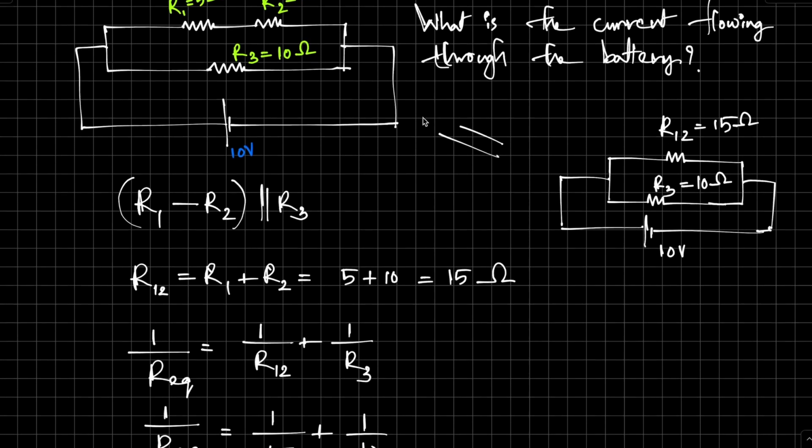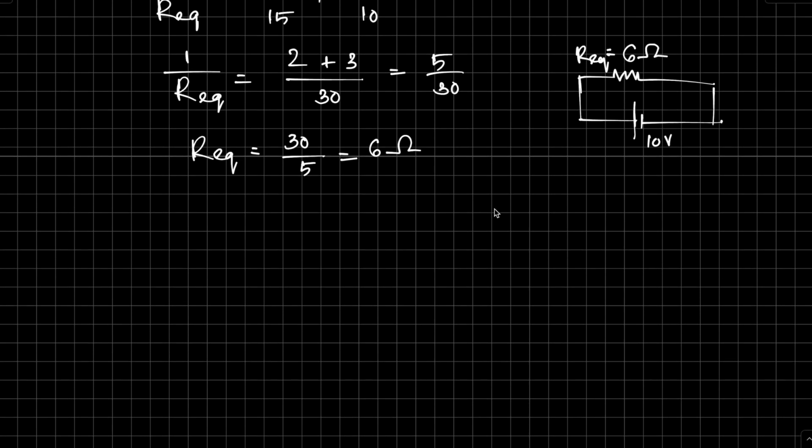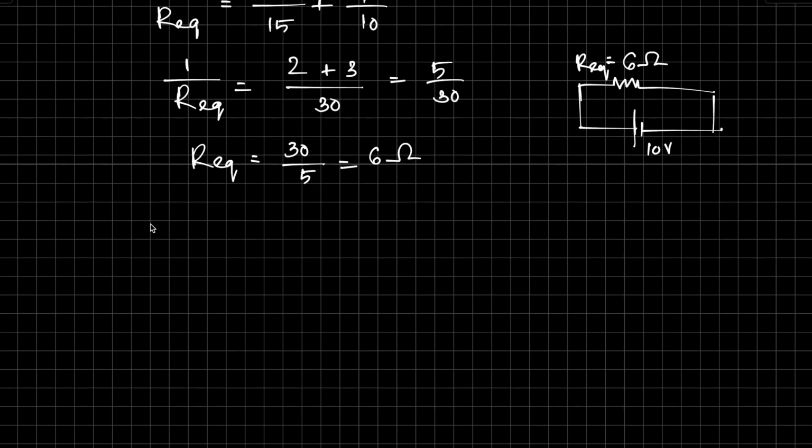The question is, what is the current flowing through the battery? We can use Ohm's law. V equals IR. I equals V over R. We're finding the current through the battery, so the total resistance in the circuit, V over Req, is 10 over 6, 1.67 amps.